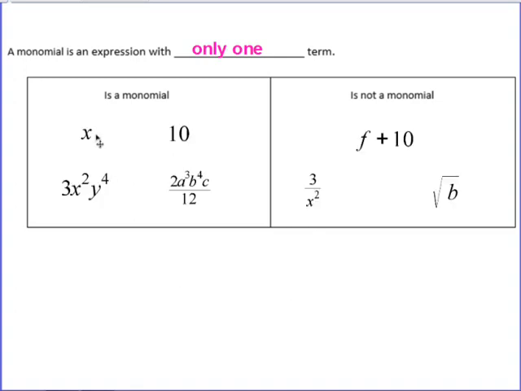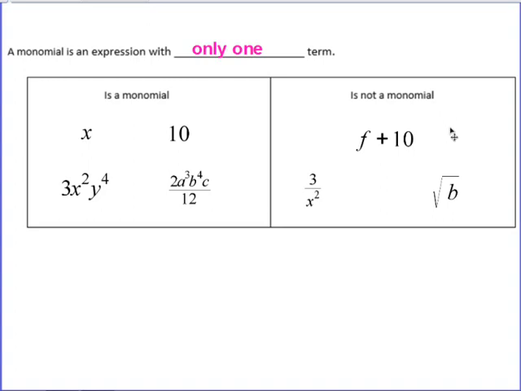So here we have some examples. X would be a monomial, just one variable by itself. 10, just a constant by itself, is a monomial. This is also a monomial, 3x squared y to the fourth. We have constants and variables being multiplied, but there's no addition or subtraction, so it's still a monomial. Same thing with this example here.